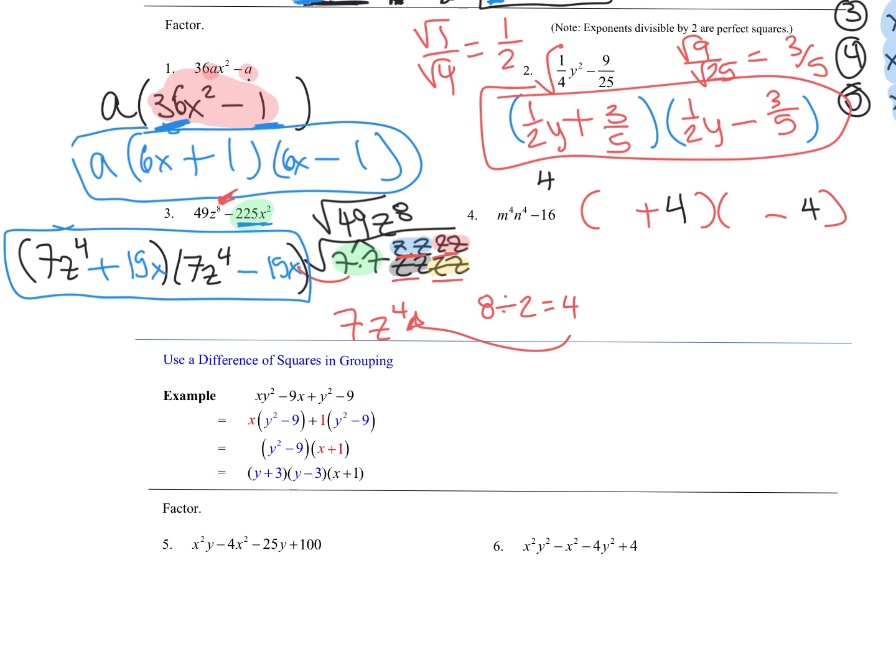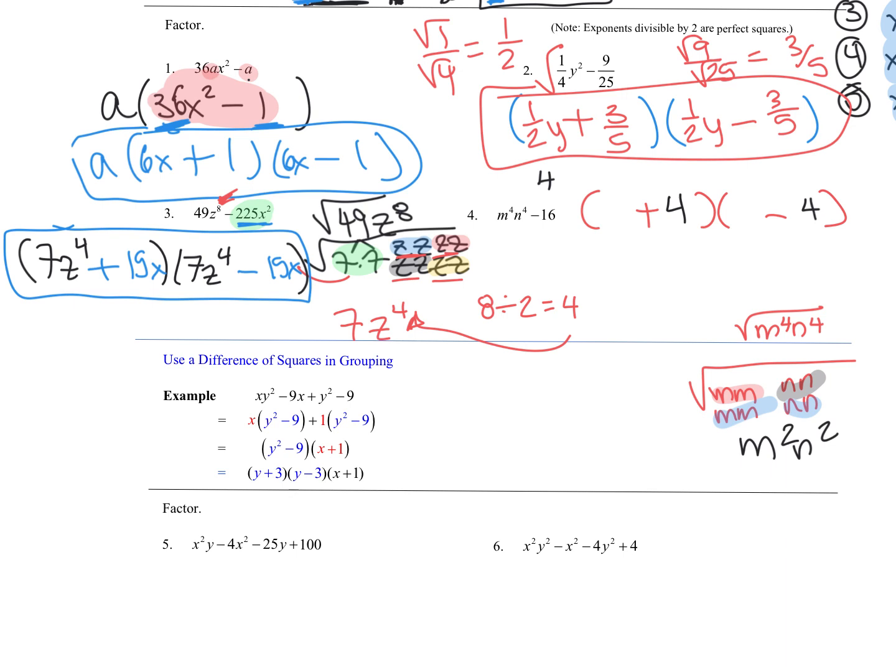Okay, then I need to take m to the 4th n to the 4th and think about if I take the square root of that, what would that equal? So once again, I'm going to show you visually what that would look like. So if I have the square root of m to the 4th n to the 4th, I know m to the 4th is actually m times m times m times m. n to the 4th is n times n times n times n. So I'm looking for groups of 2 because it's a square root. So I would have 1, 2 m's, which would be m squared, and then I would have 1, 2 n's, which would be n squared.